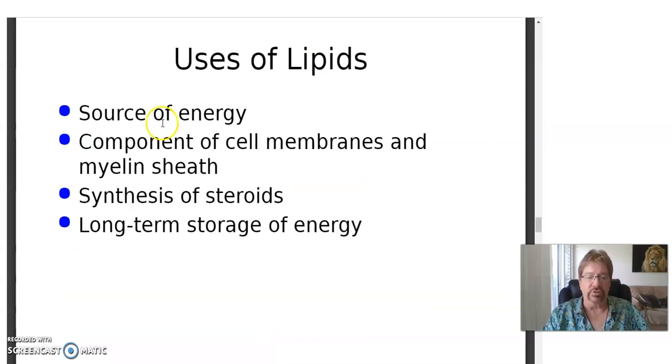It's a source of energy and a very important component of the cell membrane and the sheath around nerves, which we'll talk about later. Synthesis of steroids, long-term storage of energy.